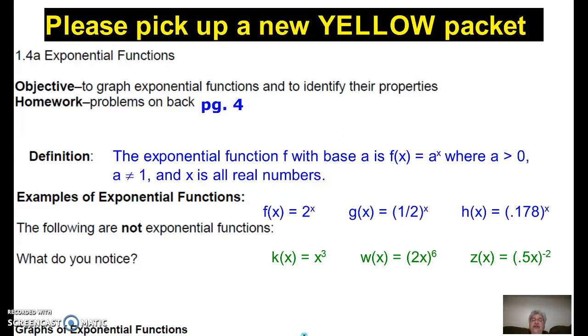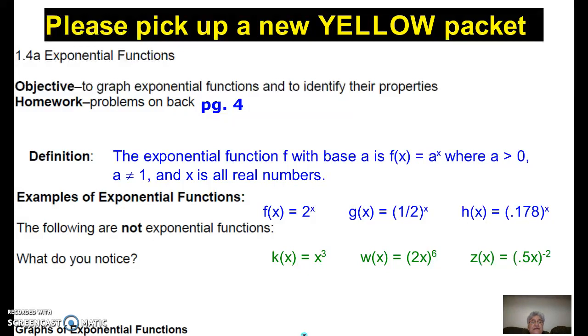The exponential function f with base a is f of x equals a to the x, where a is greater than 0, meaning it cannot be 0 or negative. a is also not equal to 1, and x is all real numbers. The base a cannot be 1 because 1 raised to any power is still going to be 1. And a is never going to be negative. Our base is never going to be negative.